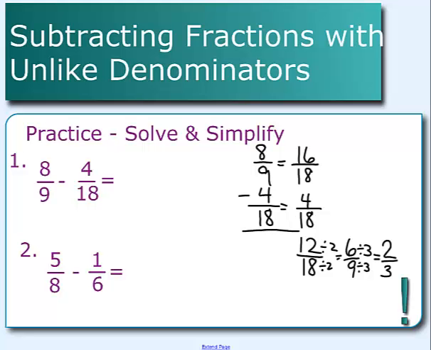Now remember, you could have just divided 12 and 18 by 6 if you remembered that 6 was the greatest common factor. So let's see if we're correct. There's our answer.